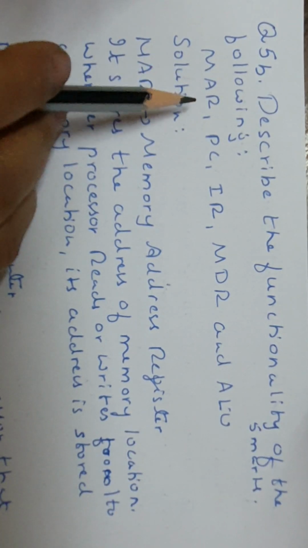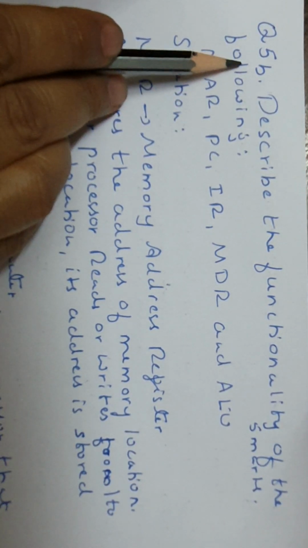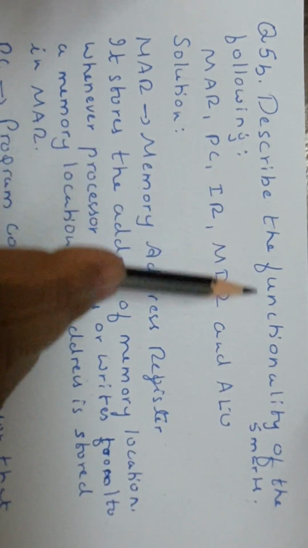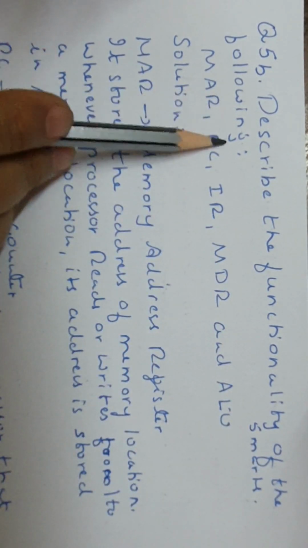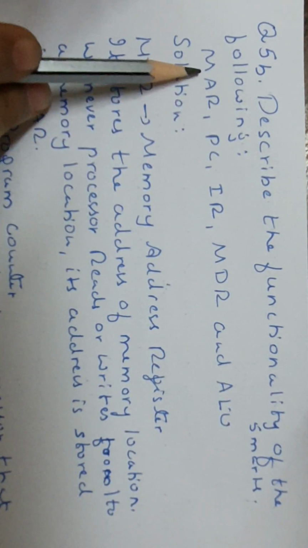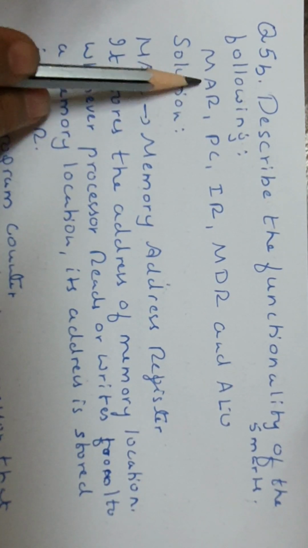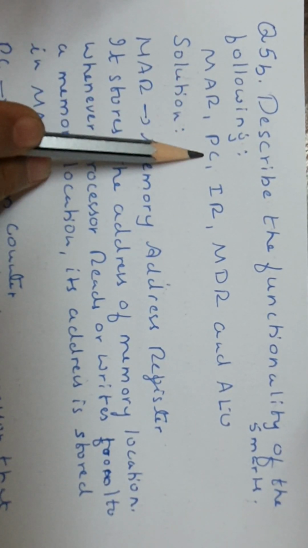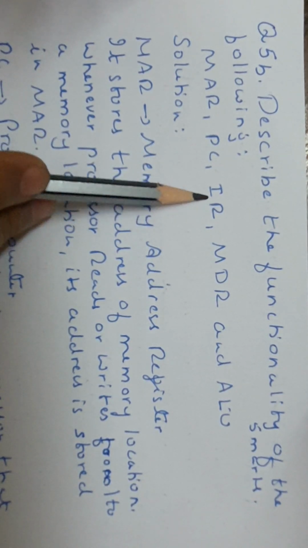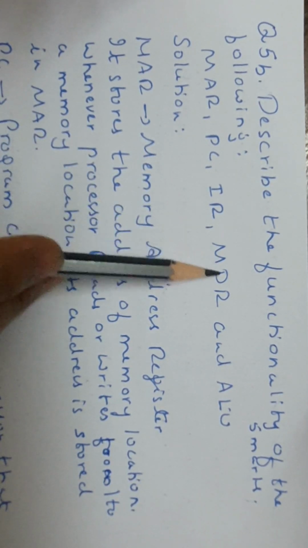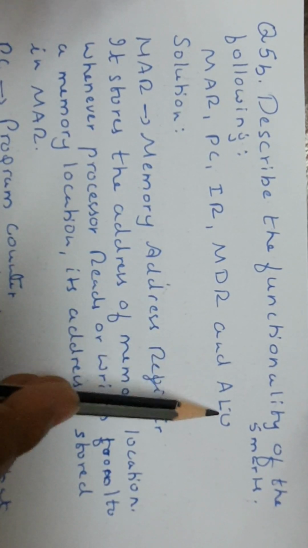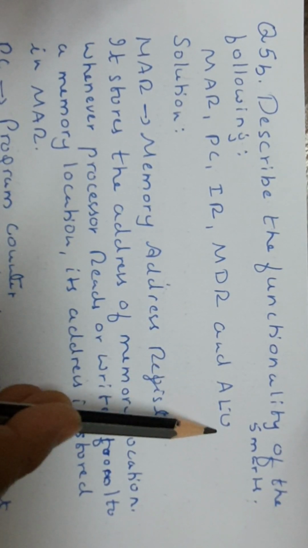Next we shall discuss the solution to question number 5b, asked for 5 marks. Describe the functionality of the following. The first one, MAR, memory address register. PC, program counter. Next one is IR, instruction register. MDR, memory data register. And ALU, arithmetic logic unit.